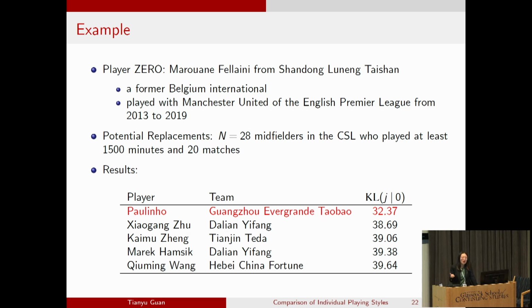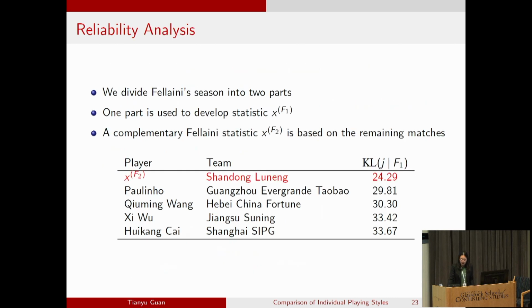So, to prove that our method makes sense, is reasonable, we consider that we can compare Falani himself to himself. So basically, the next step is to do a reliability check. We split Falani's own matches into two parts, and then we compare the second part of Falani to the first part of Falani. So the results are shown below. As we can see, the second part of Falani is most similar to the first part of Falani. So we think that our method is kind of reasonable.